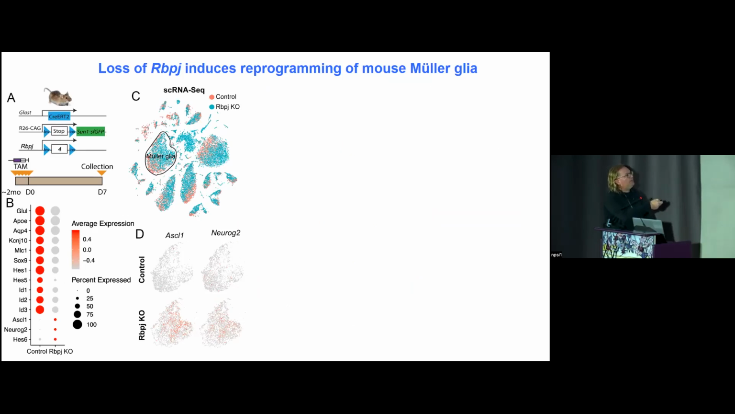Again, selectively in Müller glia with a Glast-CreER, at the same time labeled these cells with the SUN1-GFP. So if we induce and then chase for 7 days, these are the Müller glia in control and RBPJ mutants. They're essentially overlapping populations, but there are some big changes in gene expression. First, we see that genes that are specific to resting Müller glia, such as glutamine synthetase and aquaporin-4, are all downregulated in the mutants, as are Notch target genes such as HES1, HES5, and ID1 through 3. Conversely, neurogenic bHLH factors, such as ASCL1, NEUROG2, and HES6, are upregulated.